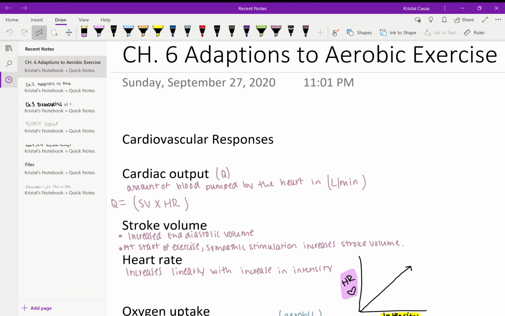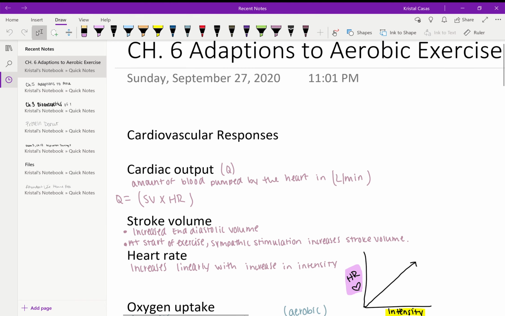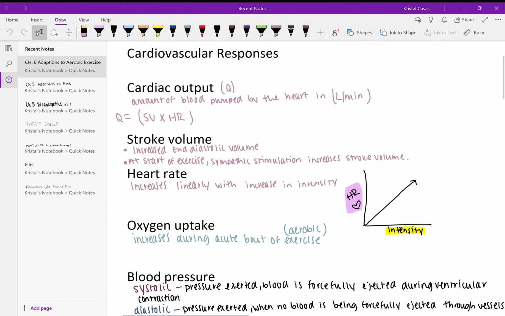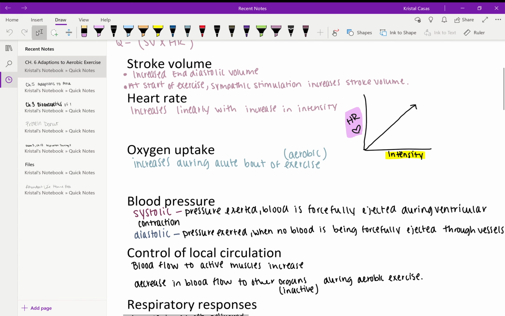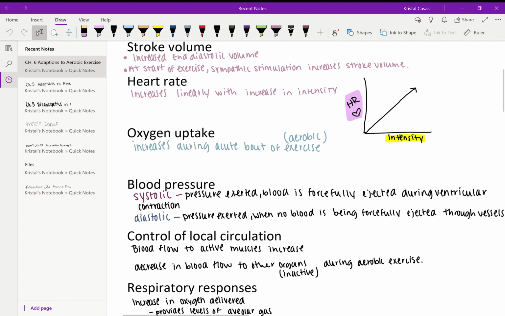This is going to be my Chapter 6 summary of adaptations to aerobic exercise. Cardiovascular responses. Cardiac output is the amount of blood pumped by the heart in liters per minute. We get cardiac output by stroke volume and heart rate. Stroke volume: there's an increase in end-diastolic volume, and at the start of exercise, sympathetic stimulation increases the stroke volume. Heart rate increases linearly with increase in intensity.